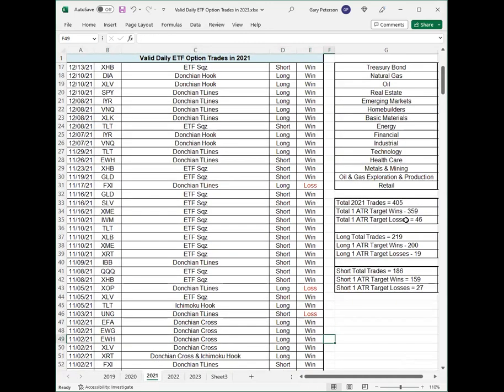2021 trades, a total of 405 trades valid for the options. All right, and here are your number of wins and losses for those trades.